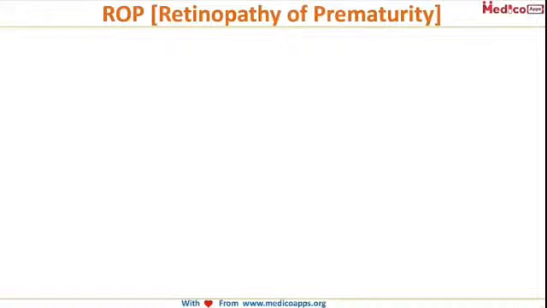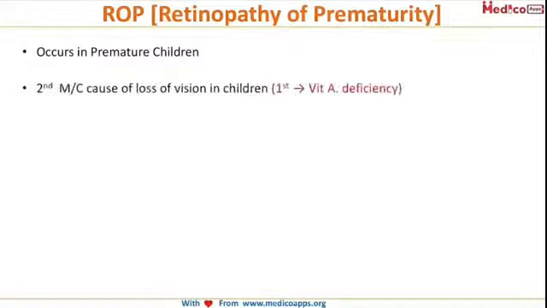Retinopathy of prematurity. As the name suggests, it occurs in premature children and it is the second most common cause of loss of vision in children. Kindly note that there is loss of vision in ROP and it is the second most common cause, only preceded by vitamin A deficiency. So the first most common cause, which can be your MCQ for loss of vision in children, is vitamin A deficiency, and the second most common is retinopathy of prematurity.